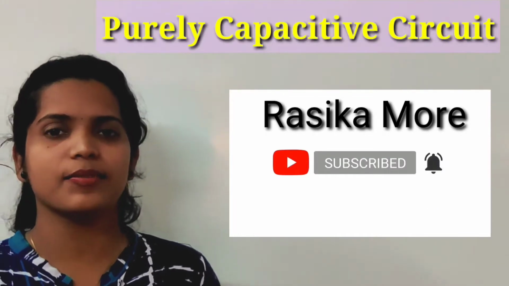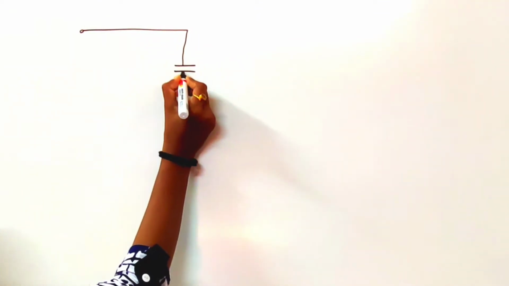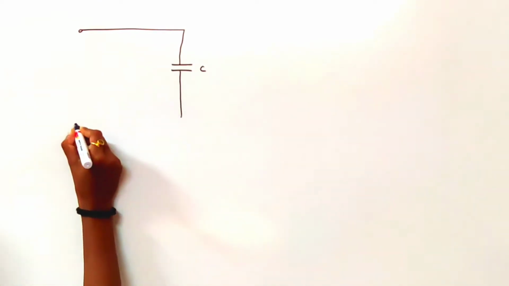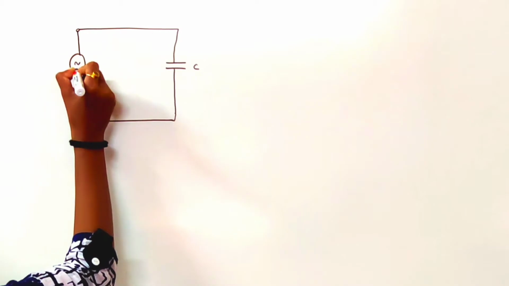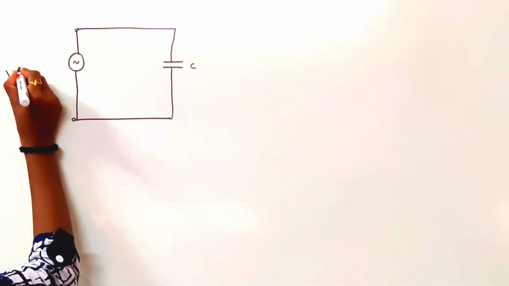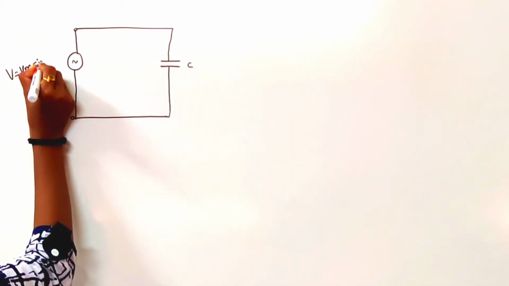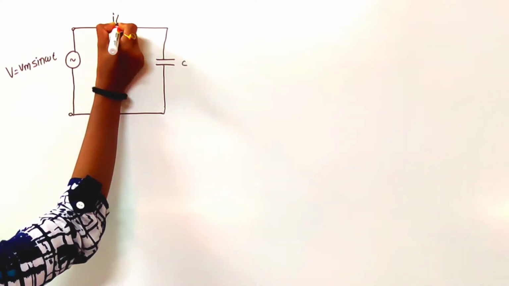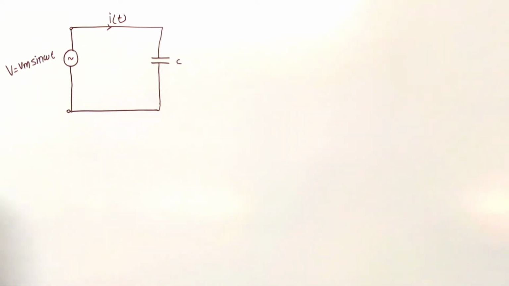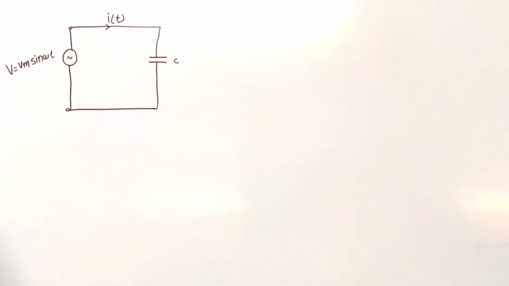Today's topic is the purely capacitive circuit. In a purely capacitive circuit, there is a pure capacitor C and the supply is V equal to Vm sin omega t. The current flowing through the capacitor is i(t). In a purely capacitive circuit, the resistive part is 0.